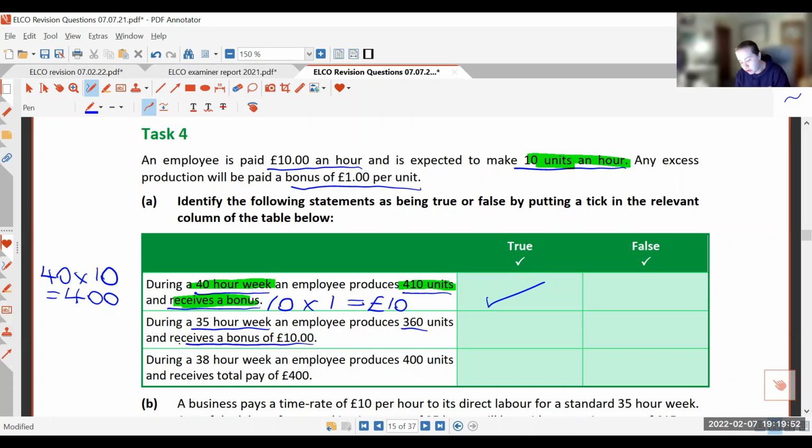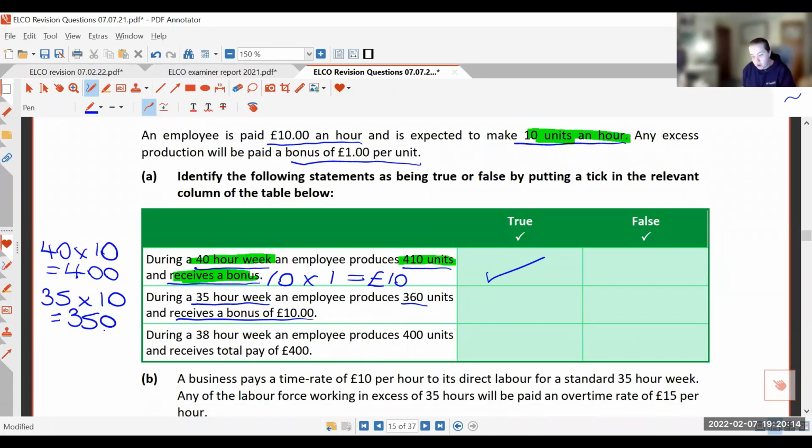So we've got to weigh up whether that was the correct level of bonus, whether it should have been paid or not. So again, we'll do similar calculations to before. We've got 35 hours, and again, it's the expectation to make 10 units per hour. So their minimum should be 350 units, which they've met. They've gone above and beyond, and they've produced 360. So we know that they've got a bonus coming.